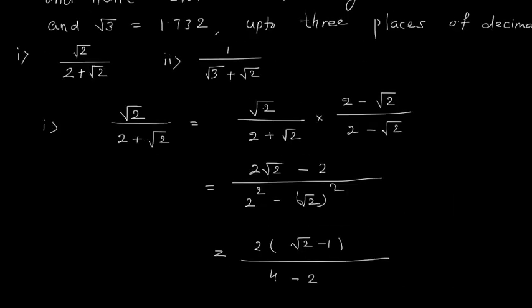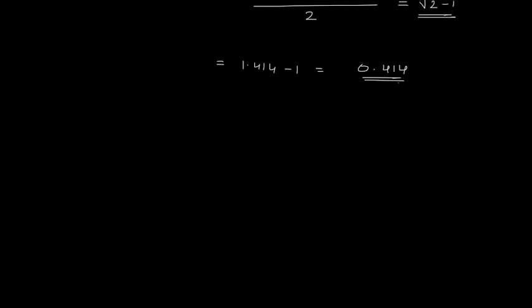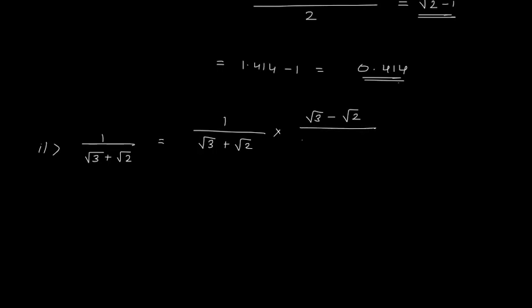Second problem, 1 upon root 3 plus root 2. So I will write this as 1 upon root 3 plus root 2 multiplied by root 3 minus root 2 upon root 3 minus root 2. So this is equal to, numerator is root 3 minus root 2 and denominator is root 3 squared minus root 2 squared.